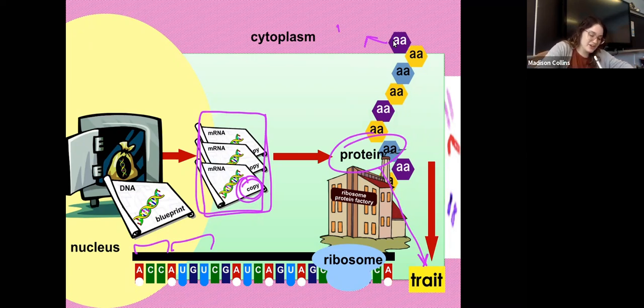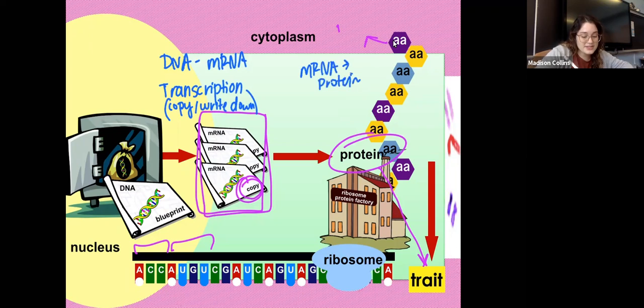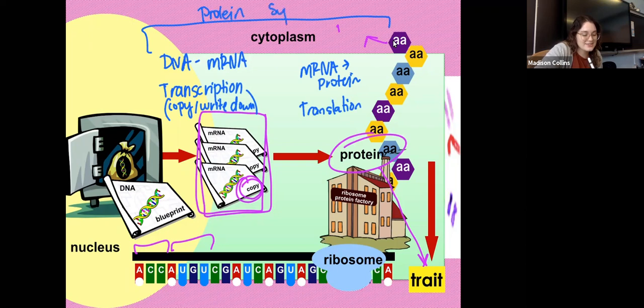So this process right here, where we go from DNA to mRNA, is called transcription. A copy is written down. Tomorrow, we're going to be talking more about this second part of the process right here, where we go from mRNA to protein. This is the process that's known as translation. Again, we'll talk more about that tomorrow. So this entire process as a whole is known as, you guessed it, protein synthesis.